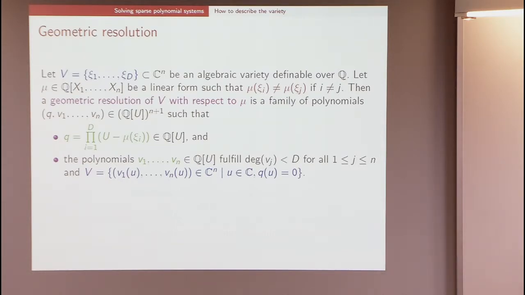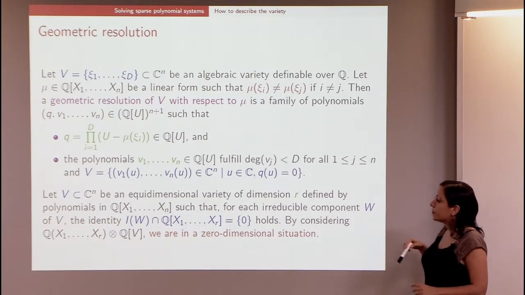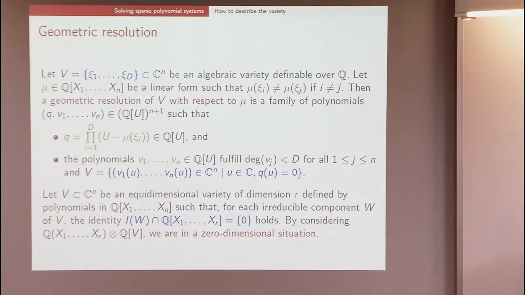This definition can also be extended to the equidimensional case. If we have an equidimensional variety of dimension r, and for each irreducible component we have a free maximal set of variables such that this condition holds, then we can again go to the zero-dimensional situation by inverting that set of maximal free variables.